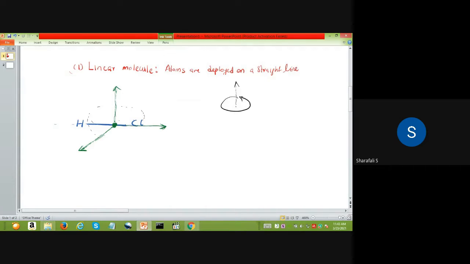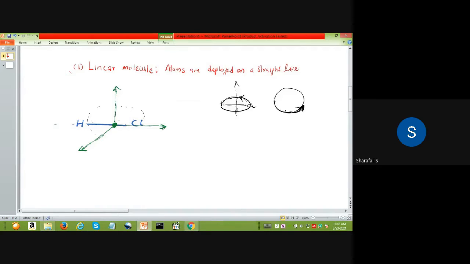So here what is happening? Here we have chlorine and here we have hydrogen, and there is their bond, and they are rotating in this fashion about this axis. Another rotation possible is this, about this perpendicular axis. And another rotation that is possible is this one. This kind of rotation is also possible.